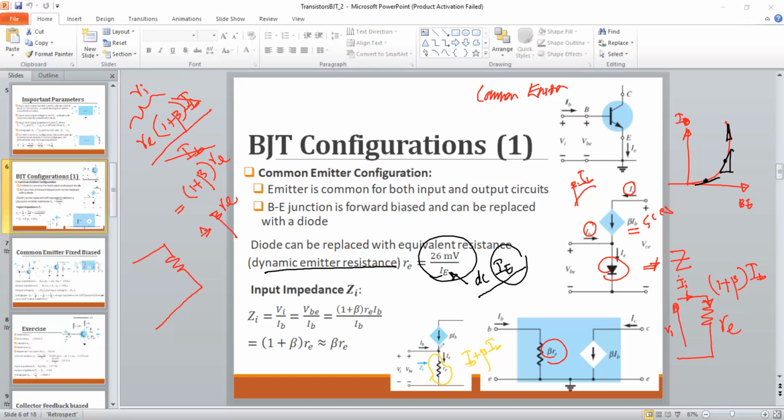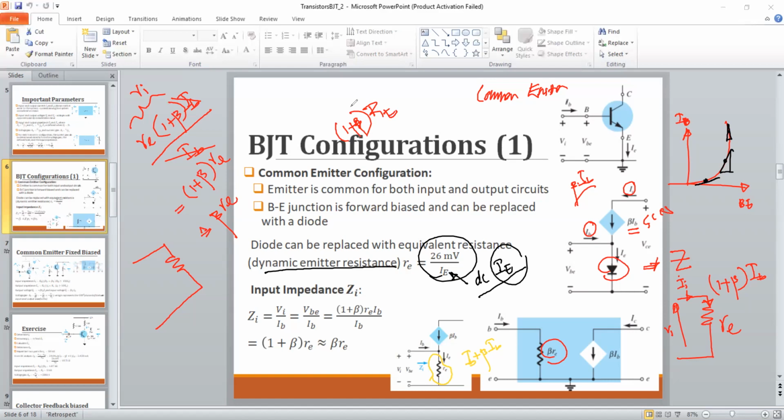This was also found in the biasing methods. If you have an emitter resistance in the biasing circuit, the influence on the input circuit, once you apply Kirchhoff's voltage law, is that you can see capital RE simply multiplied by 1 plus beta.